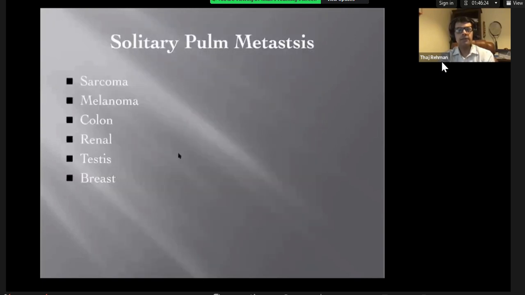And the differentials of solitary pulmonary metastasis are sarcoma, melanoma, cancer colon, renal, testis, and breast, of which sarcoma is, I think, more common. And melanoma appears in the differentials of quite a lot of things, so remember that. And then renal also comes up. Sarcoma, melanoma, renal would be most common in this instance. Colon and breast usually give multiple nodules rather than solitary nodules, but they also come under the differentials.